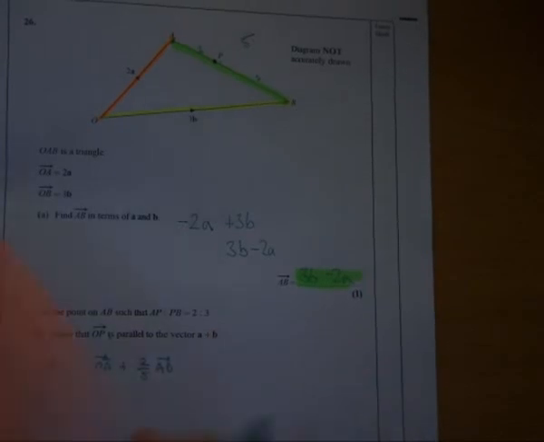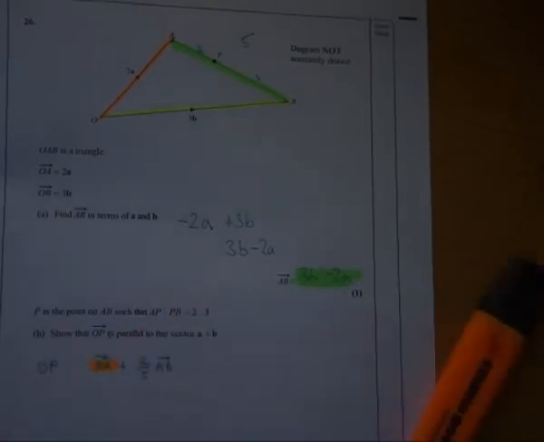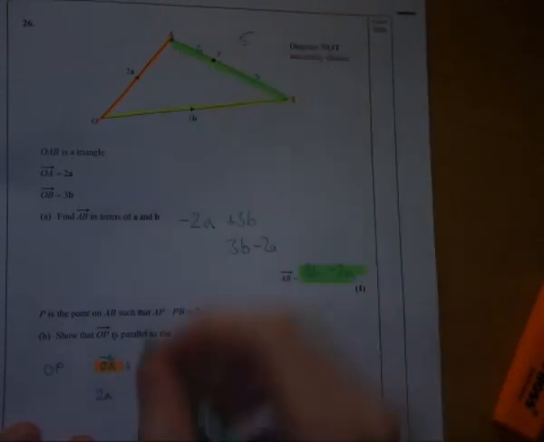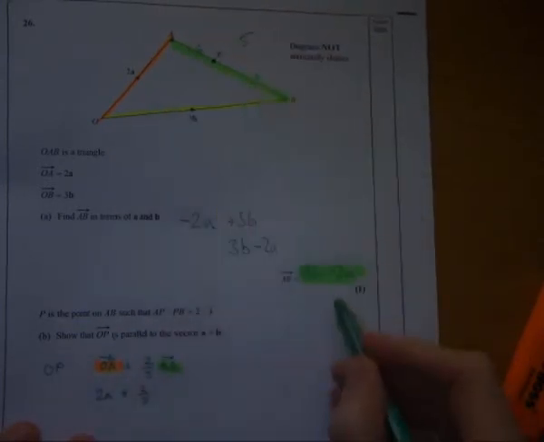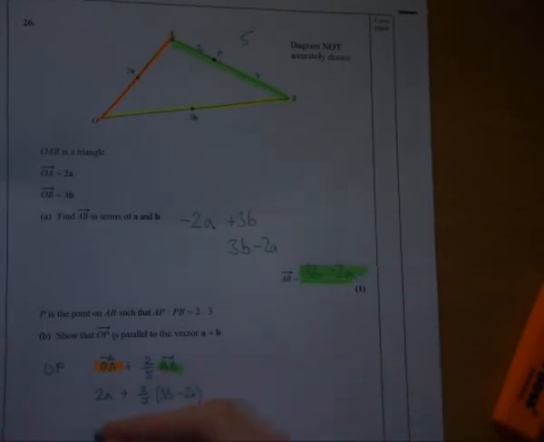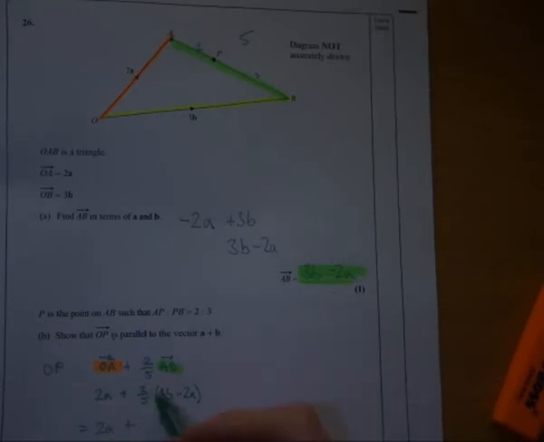If you really want, I'll colour it in for you. Boom. It's the orange bit plus 2/3 of the green bit. There we go. Let's just write down what that is. That's 2A. O to A is 2A plus 2/5 of the green. We worked out the green, it was down here: 2/5 of 3B minus 2A. Okay, simplify it. 2 times 3 is 6, so it's 6/5 B minus 4/5 A.